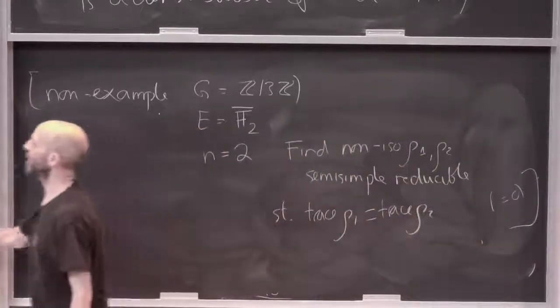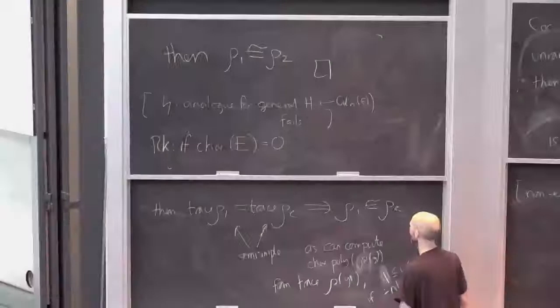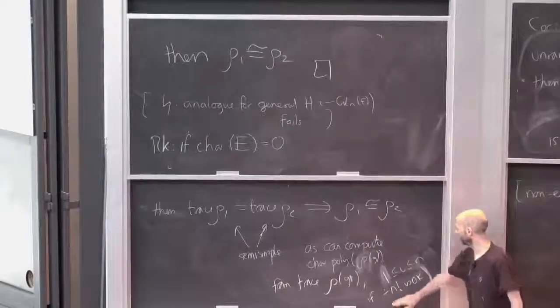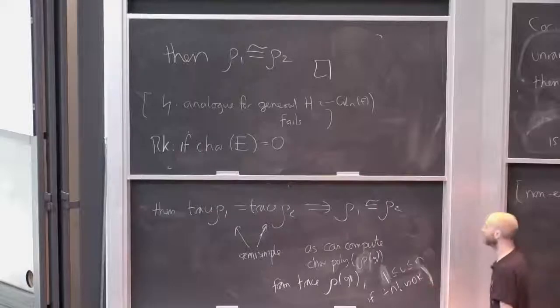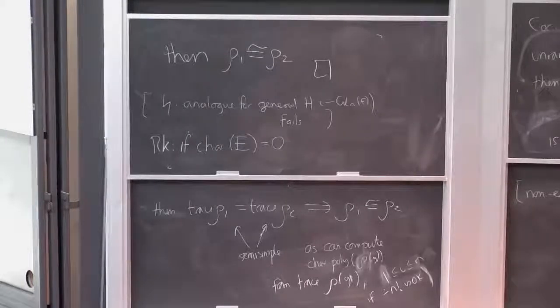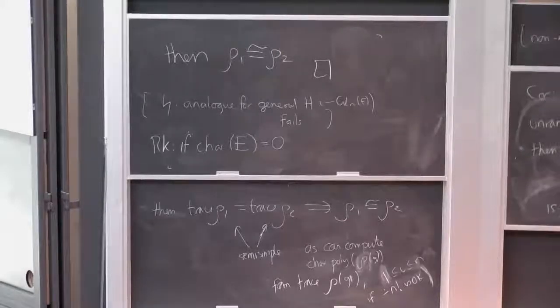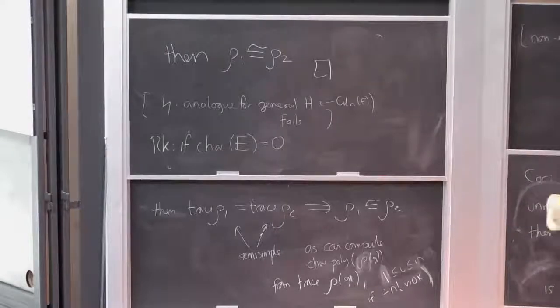So representations aren't always determined by their traces in the annoying situation where you can't divide by n factorial in your base. If n factorial is invertible in your field, then you're going to be fine. But n is 2, and 2 factorial is 2, and 2 is 0 in this coefficient field E. So Brauer-Nesbitt fails. I found this an illuminating example. Once I'd done that example, I've never forgotten the statement of Brauer-Nesbitt. That's the point I'm trying to make, because it reminds you of what can go wrong.